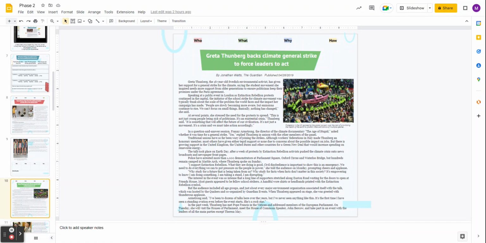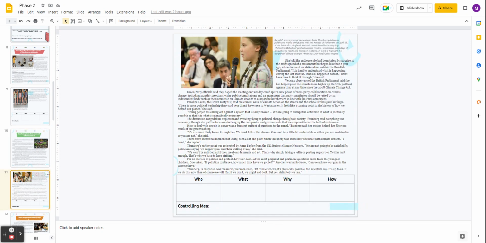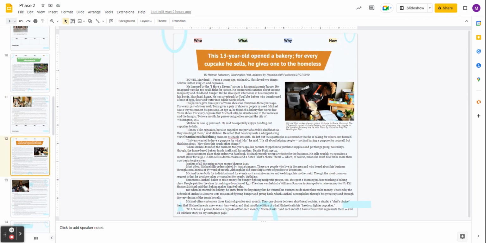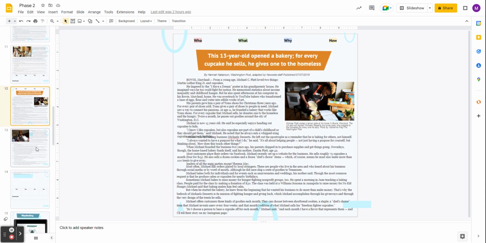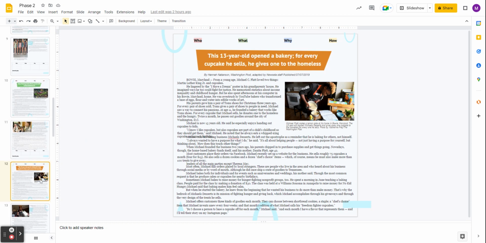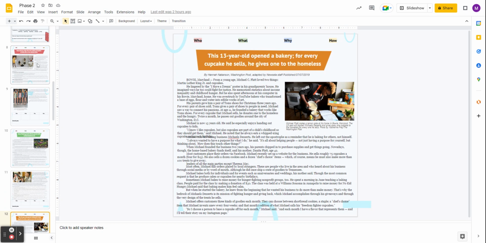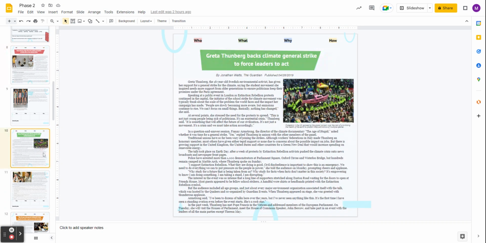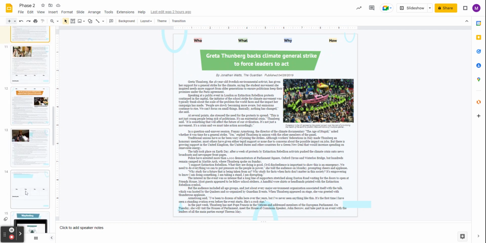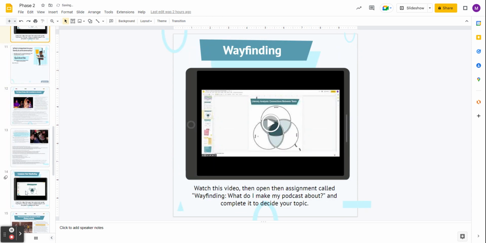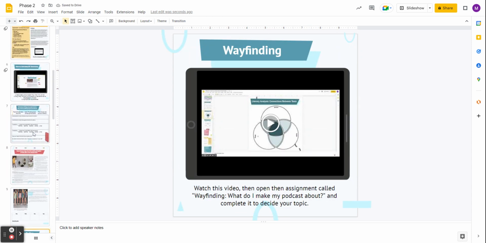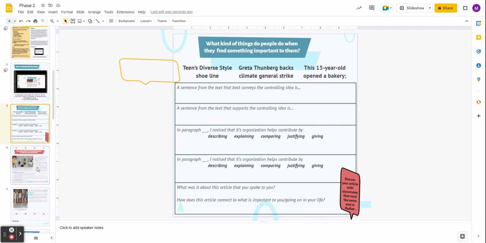You can read about how Greta Thunberg, who is working on climate change to help leaders across the world make the right changes to policy in their countries to improve the condition of the climate. And a 13-year-old who opened a bakery to sell cupcakes, and he's using it to help the homeless also. So you get to pick one of those three articles, whichever one you don't read. Let's say that you like the first article about shoes. You would delete the other two so that there is only the one article, and you keep slide 7 and you fill it out after you read the article.